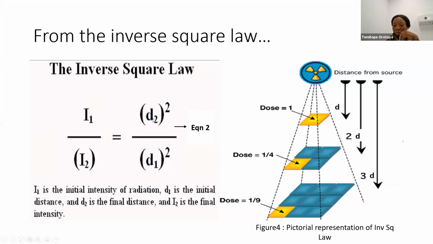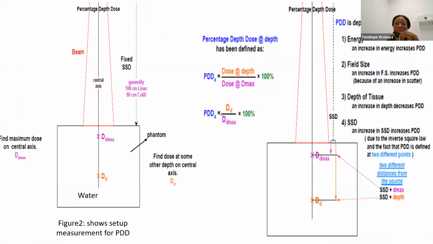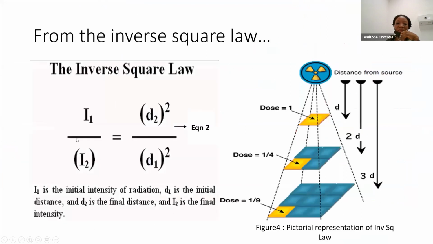From this, we would like to take some questions on percentage depth dose and the inverse square law itself. Don't forget the formula for percentage depth dose is dose at depth all over Dmax multiplied by 100%. And this is the formula for the inverse square law: I1 over I2, which is the initial intensity over the final intensity, equals the square of the final distance all over the square of the initial distance. Sorry, I mean the square of the final distance over the square of the initial distance.